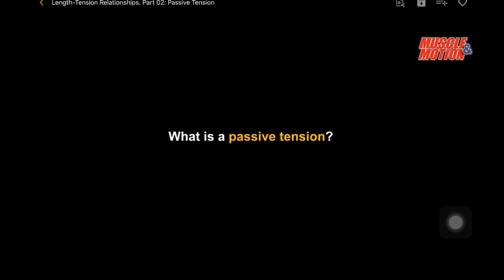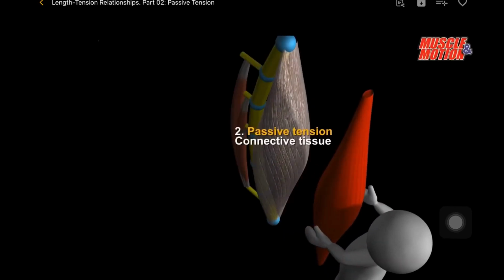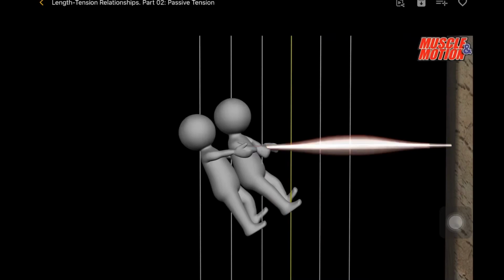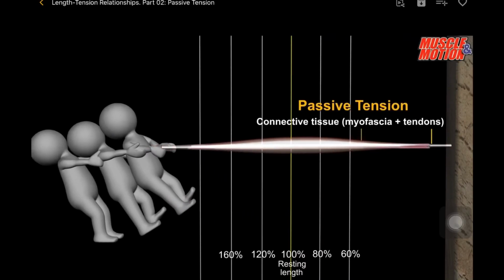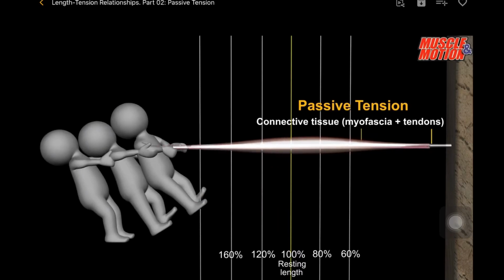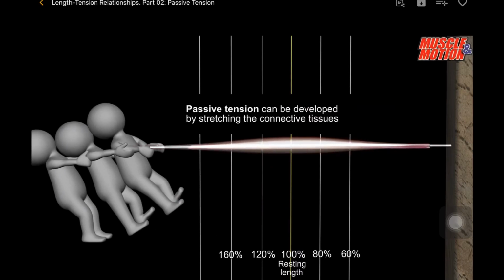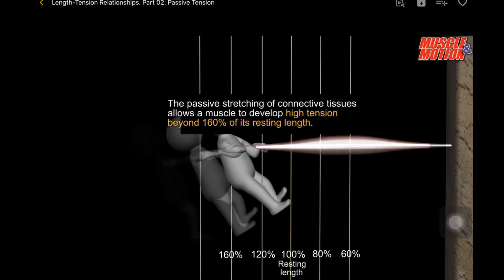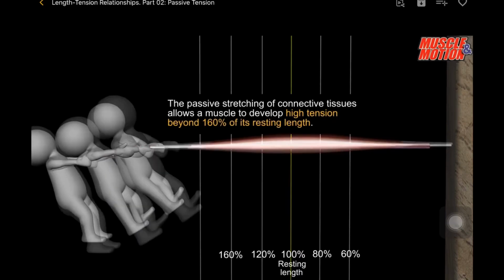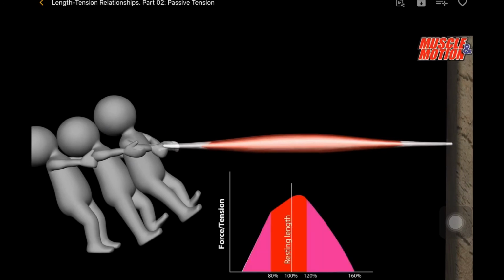What is passive tension? Passive tension is created in the connective tissues of the muscle. The connective tissues include the myofascia and, of course, the tendons that connect muscle to bone. Passive tension can be developed by stretching the connective tissues. The passive stretching of connective tissues allows a muscle to develop high tension beyond 160% of its resting length.